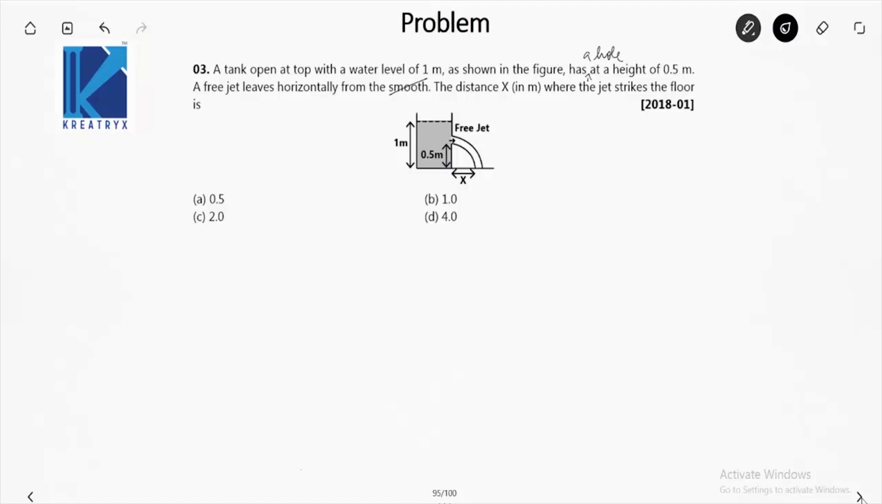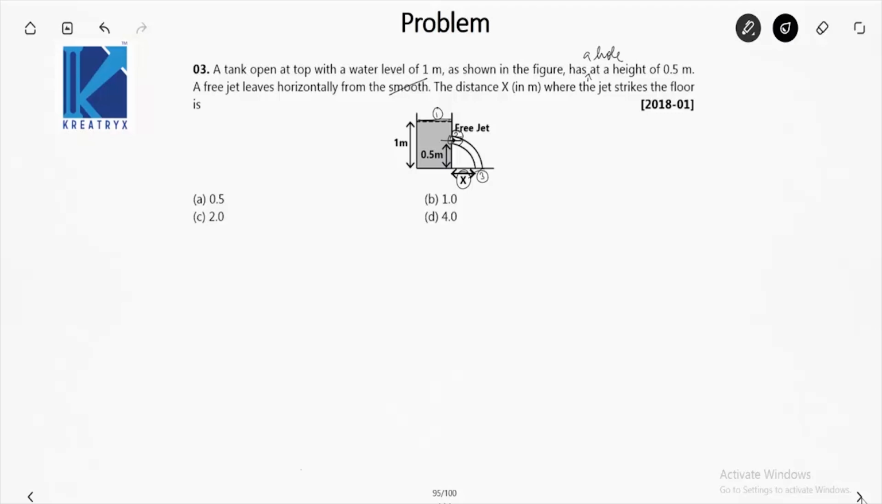So we know that there is a hole and a free jet is leaving from this tank. Okay, so this is the problem. The distance x where the jet strikes the floor is. So you have to find this distance x. Now let me mark this point as 1, just outside this hole as point 2, and this point be 3 where the jet strikes.